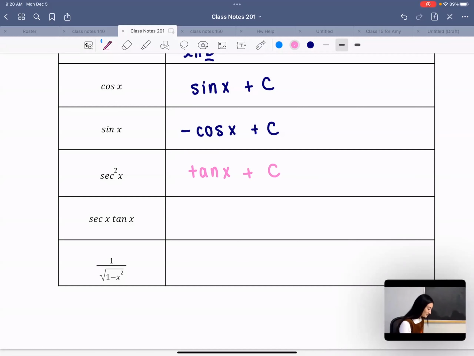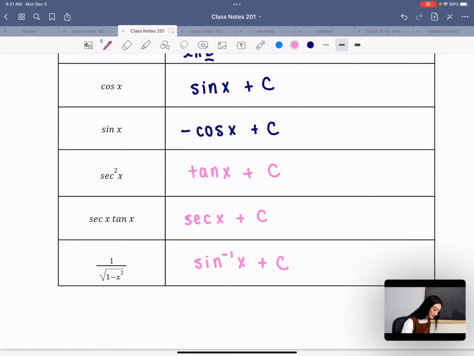Can someone tell me a function whose derivative is secant tangent? Secant x plus c. Good. I feel like it's been a while since we've done derivatives, so going backwards is a little bit harder. What's a function whose derivative is 1 over the square root of 1 minus x squared? Arc sine, good, or inverse sine. I feel like we haven't done this in a while, but it's inverse sine plus c. Another way to say inverse sine is arc sine.